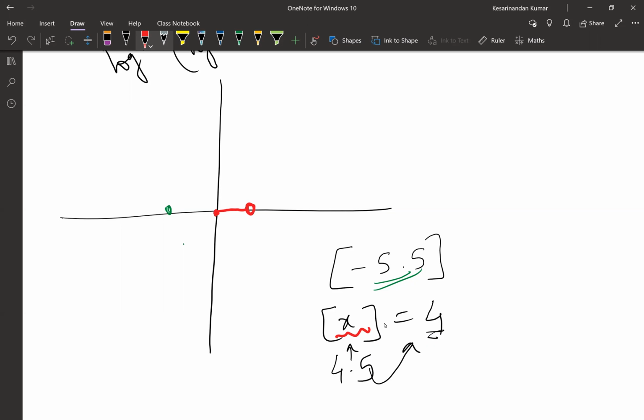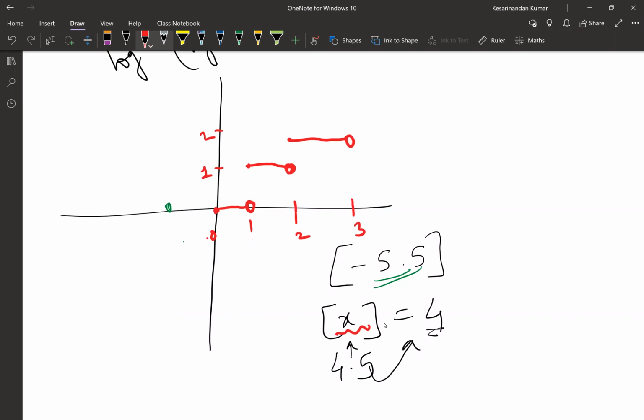If I put 1.1, what will this return me? 1. And 1.99, 1 again. So this is 1, this is 2. From 1 to 2, it will return me 1. So can I take this as the graph? The same will go from 2.1 to 2.9, something like that. Because at 2, my value would be 2. That's why this is a hollow circle here and this is a solid circle here. Something we had discussed in the previous class. The same would go for the below ones.